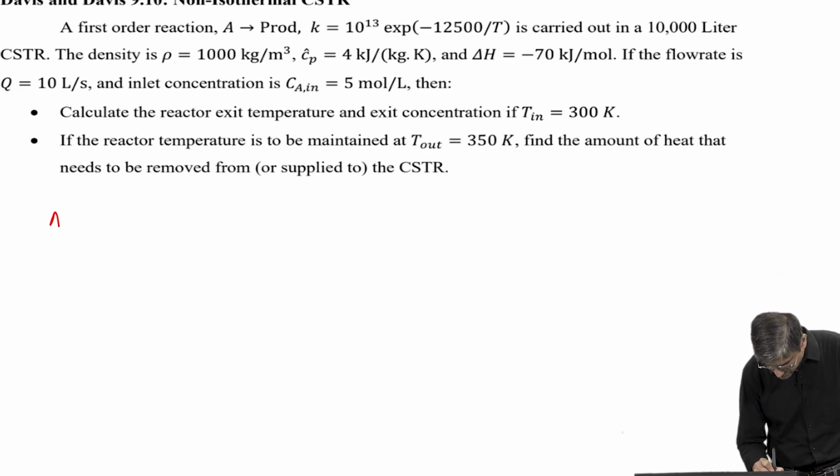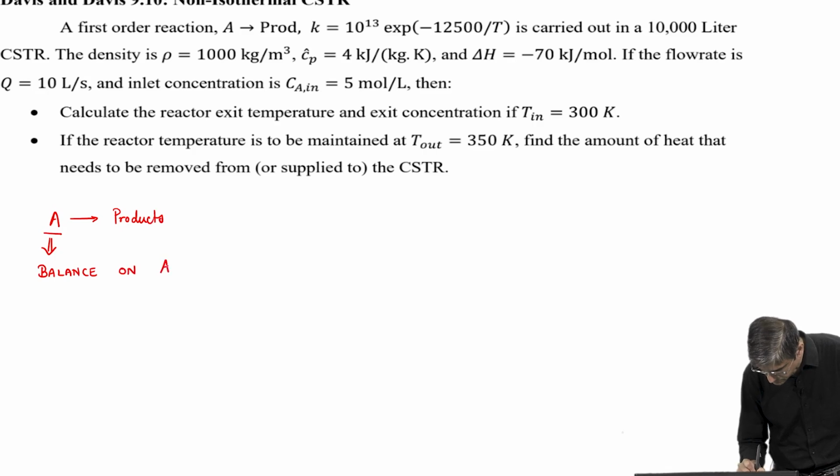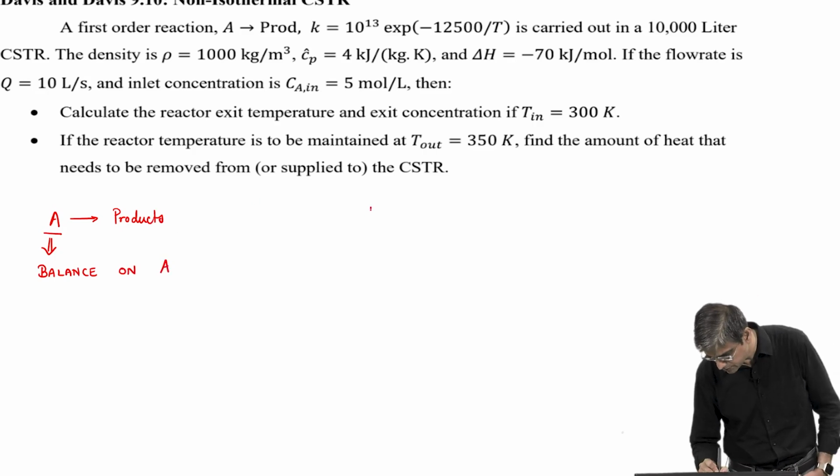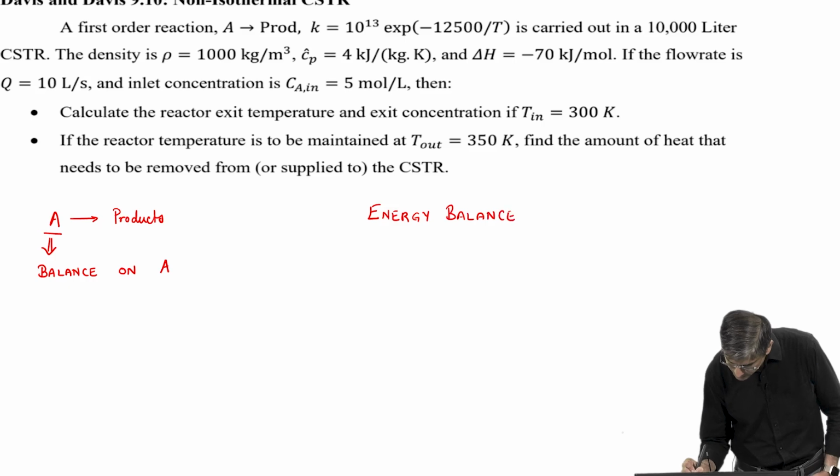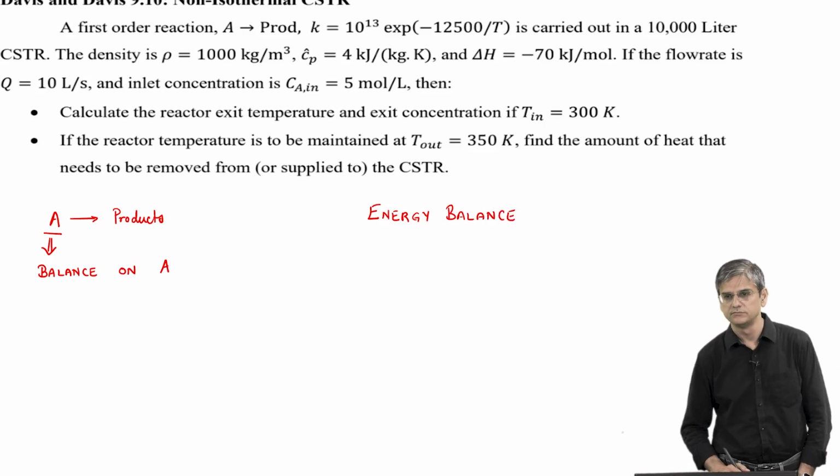So, there is one single reaction, A going to products. So, we basically need to do a balance on A. Okay. And we also need to do an energy balance because this is non-isothermal. Okay.